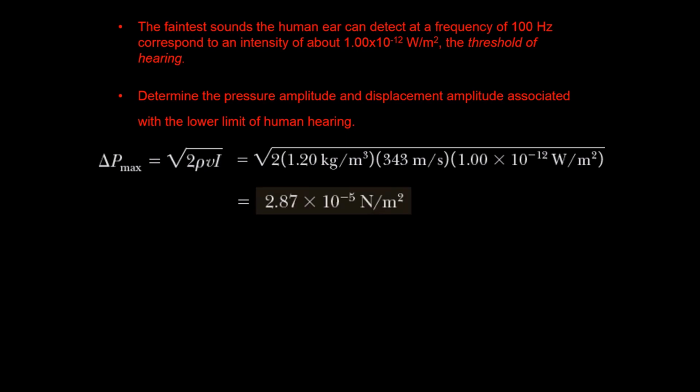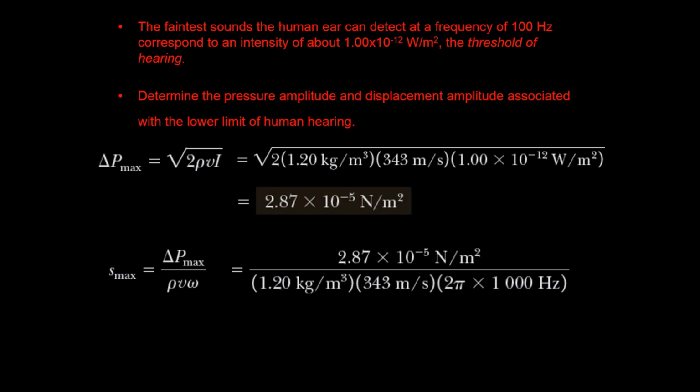This means S max, the maximum displacement, will be delta P over rho v omega. Substituting in once again, delta P here is going to be the number we calculated in the first part, divided by the values that we had to start with here. That'll give us 1.1 times 10 to the negative 11 meters.